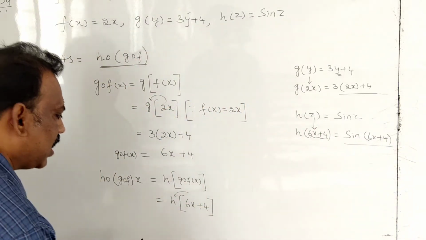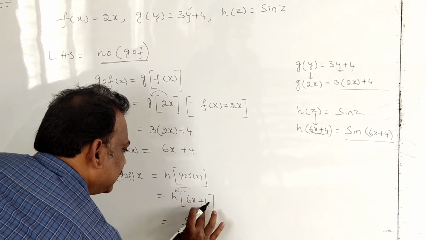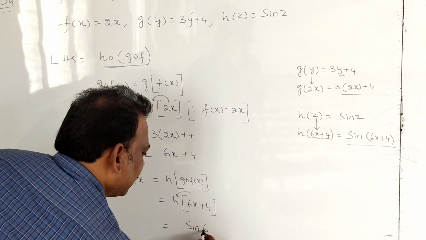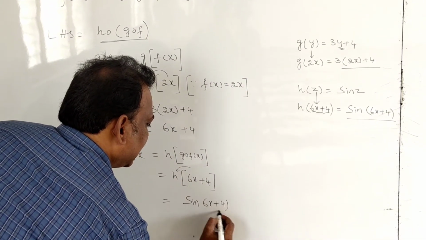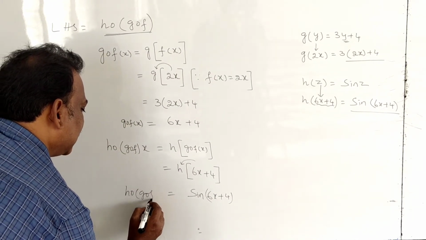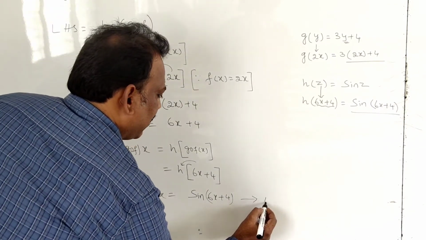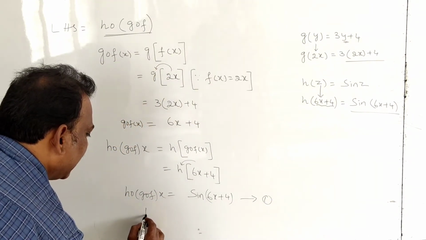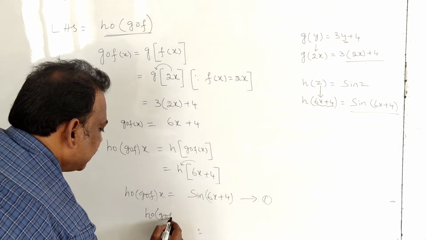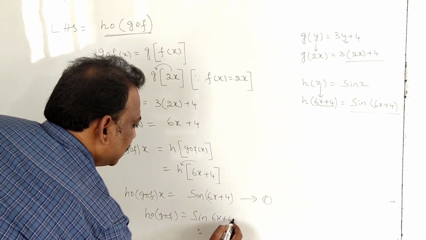Clear, students? So now what is your answer? Sin of h of z. So on the right side, in the z place, we are going to replace this 6x plus 4. This is the h circle g circle of x, so this is equation 1. Finally, h circle g circle f is equal to sin of 6x plus 4.